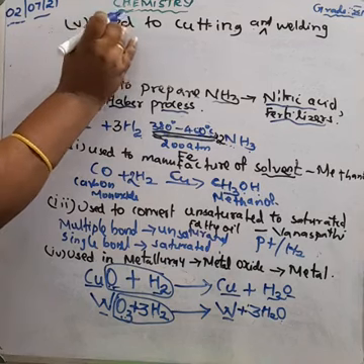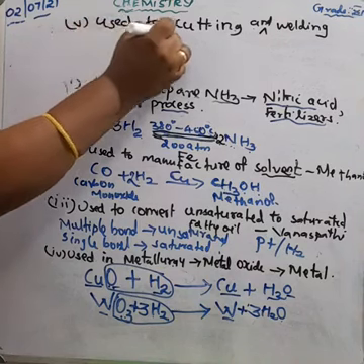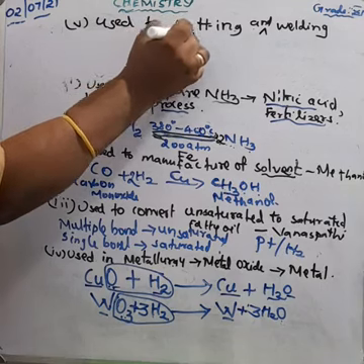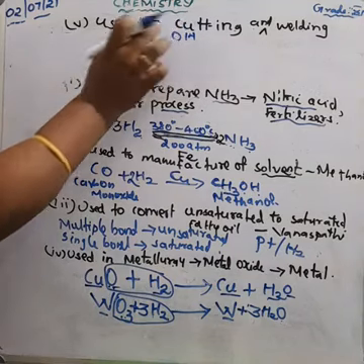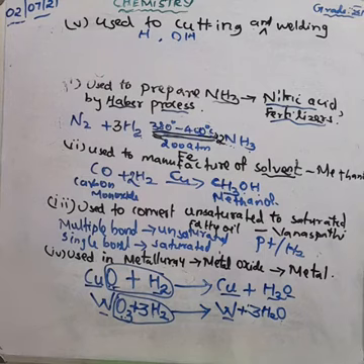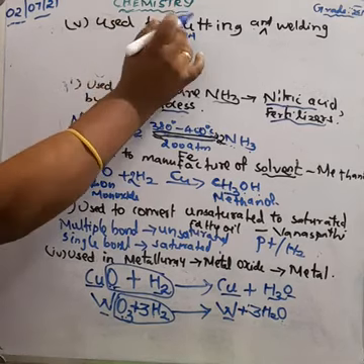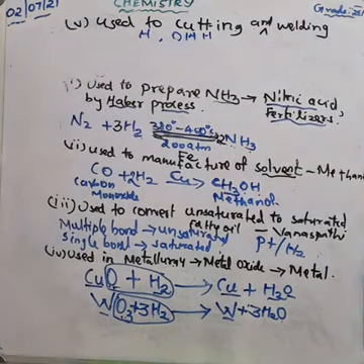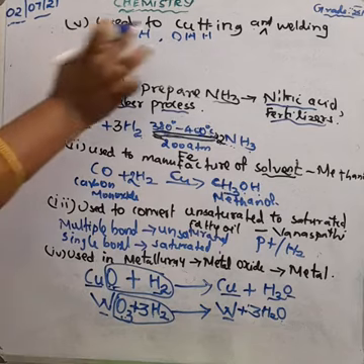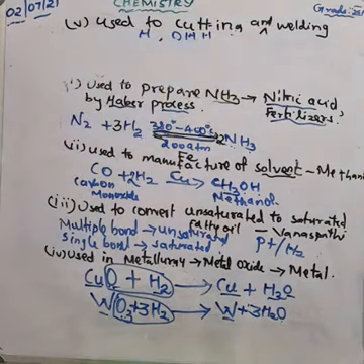using atomic hydrogen and oxyhydrogen. Atomic hydrogen means hydrogen, H, and oxyhydrogen, HO. These two atoms are not in a combined state, they are in a separate state. We use atomic hydrogen and oxyhydrogen in torches. An oxyhydrogen torch gives light, it gives fire. Using the atomic hydrogen and oxyhydrogen torches, we cut and weld metals. Understood? So this is the fifth use of hydrogen.